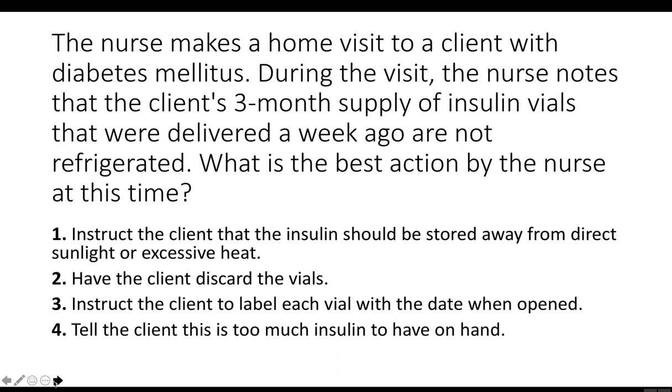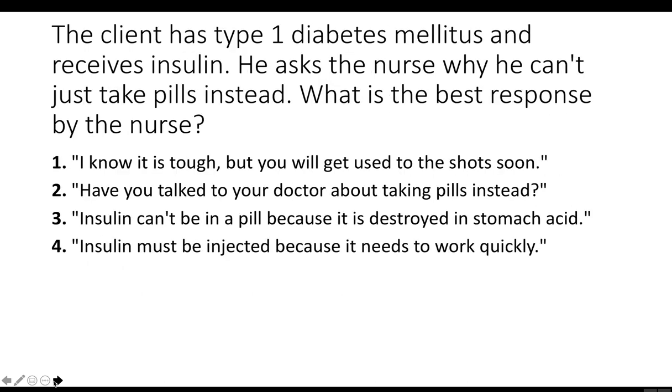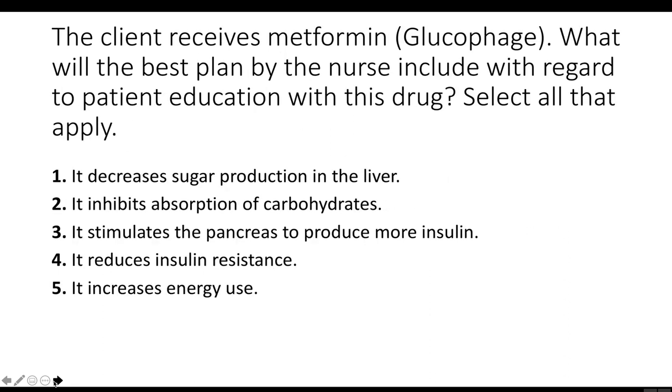Unopened vials can be stored at room temperature but should be stored away from direct sunlight or direct heat. There is no need to discard the vials. Writing the date of opening on the vial is good practice but does not address the need to refrigerate additional vials. There's no indication that this is too much insulin to have on hand. Answer to this one is 3. Insulin must be injected because it is destroyed by the stomach acid if it's taken orally. It cannot be given orally. The answer to this one is 1 and 4.